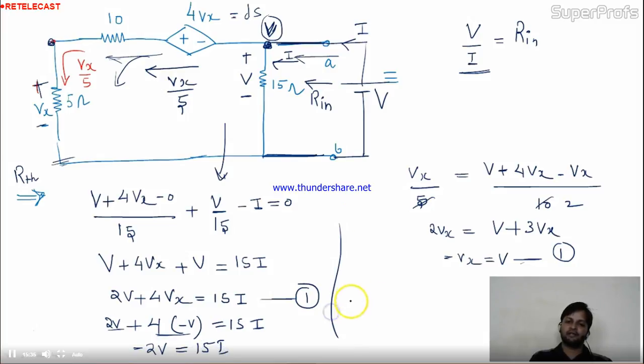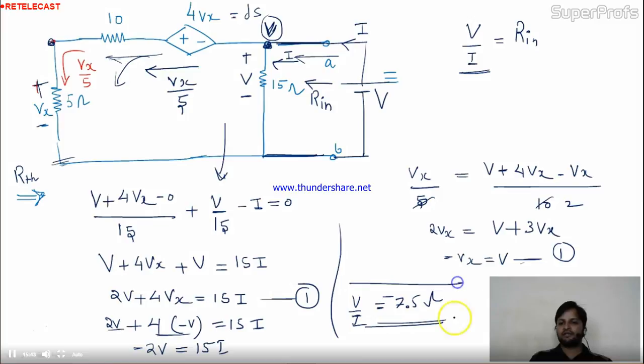Now come to V by I. V by I is nothing but 7.5, negative. Negative shows that we are having dependent sources inside the circuit. So sometimes in the dependent source problem, the value of resistance will be negative. Is it okay to you people? Sometimes it is negative, and I think we are not making any mistakes in the calculations. Maybe. It depends on you.